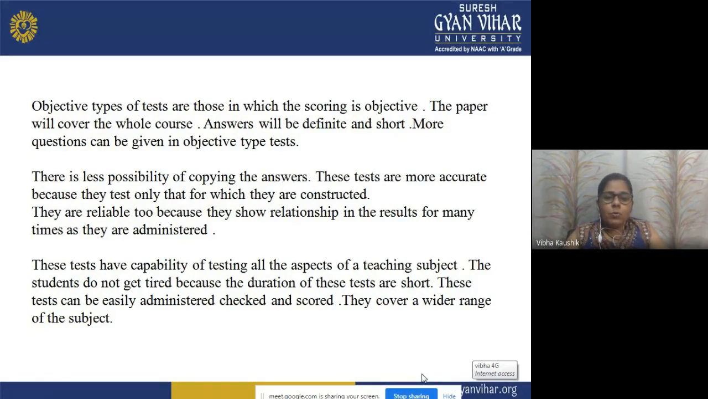They are reliable too, because they show consistency in the results many times as they are administered. Now, what do you mean by reliability? Reliability is that when you administer a test, you get some score. When the same test is administered again on the students, you get a score again. If the scores from test A and the scores from test B are similar, then we will say that the tests are reliable.